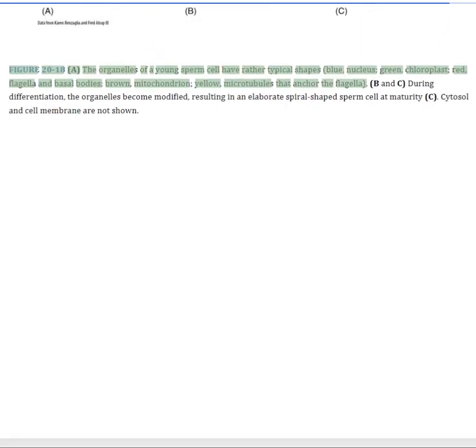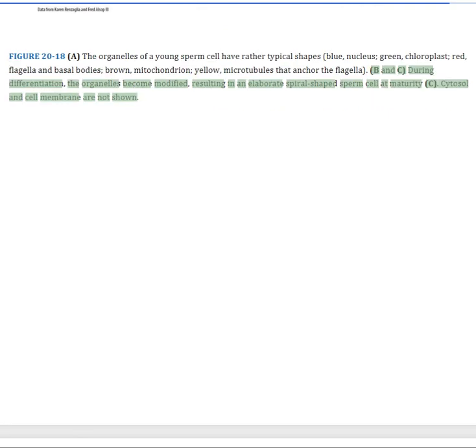Figure 20.18. The organelles of a young sperm cell have rather typical shapes. During differentiation, the organelles become modified, resulting in an elaborate spiral-shaped sperm cell at maturity. Cytosol and cell membrane are not shown.